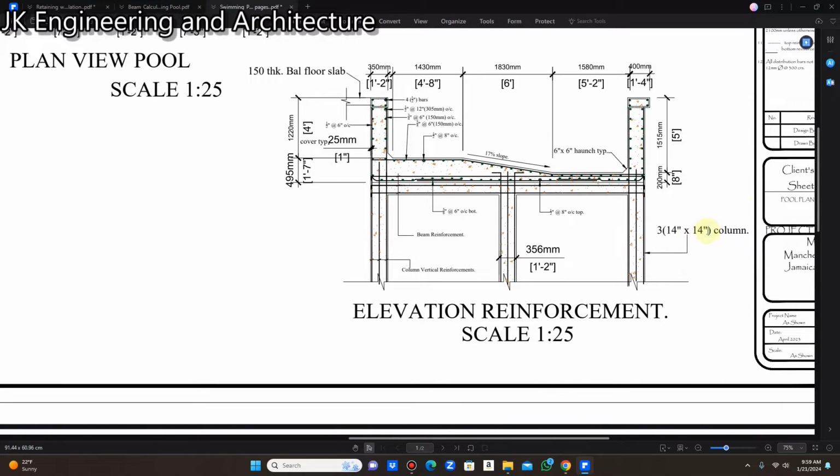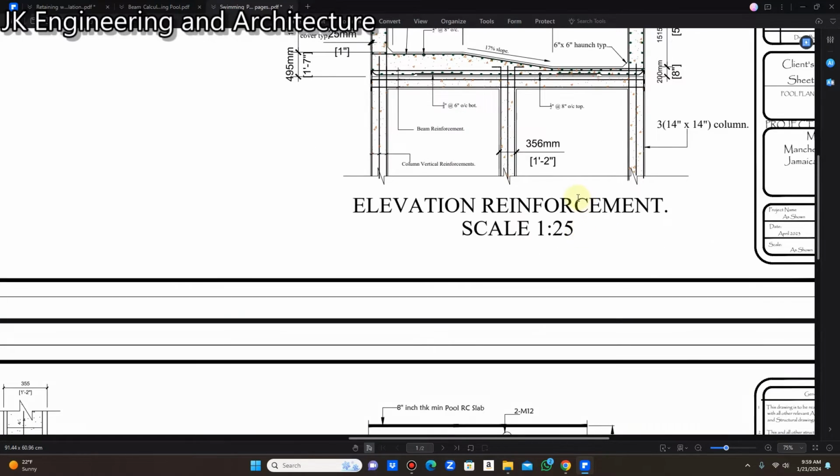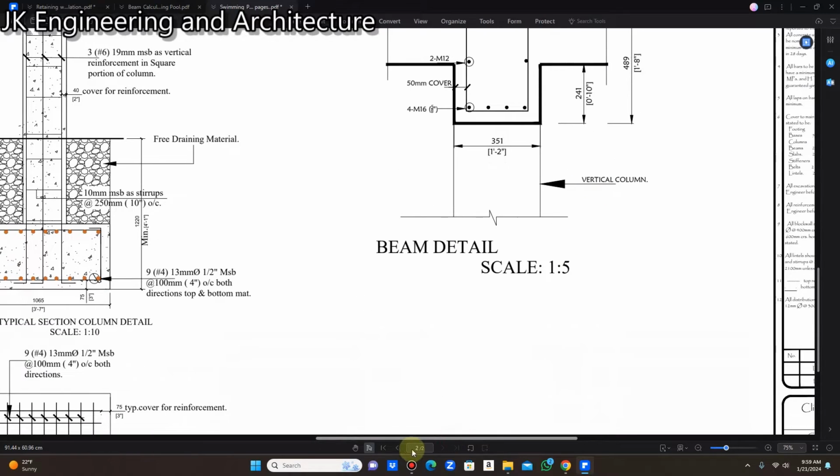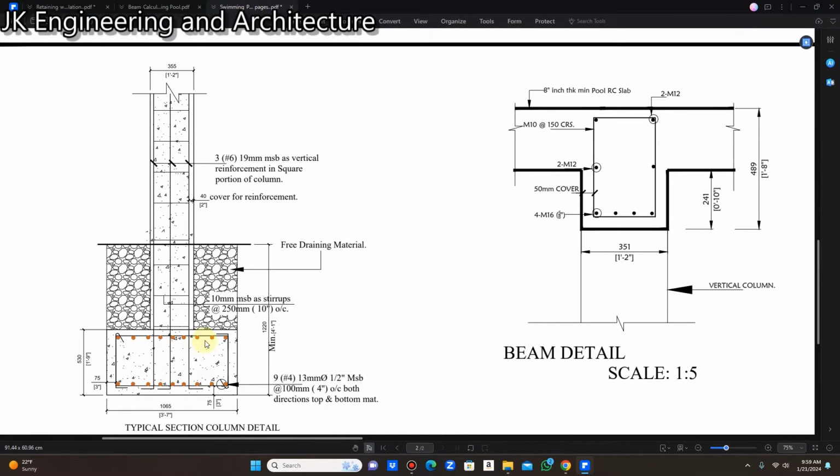And if you notice, I have mentioned this to you already, it is a 14 by 14 inch column, right? So let's move to the column detail now. This is the column detail here. As you can see, the width is 1 foot 2 inches, or 14 inches, and this is the base of the column here, showing the reinforcement. This is number 6, or 3/4 inch, 19 millimeter mild steel bar as vertical reinforcement in the square portion of the column, right?